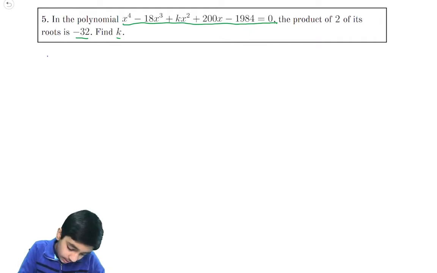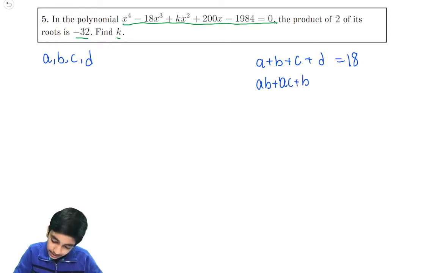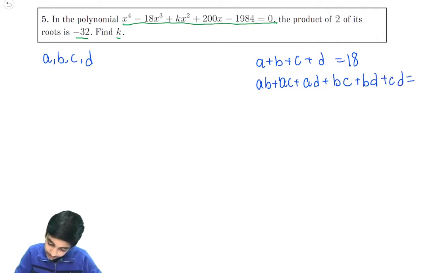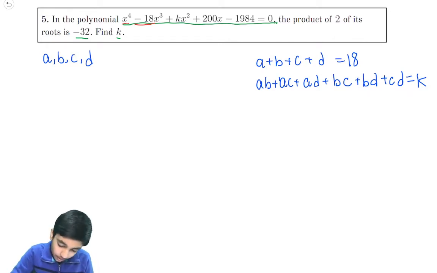Let's say our roots are a, b, c, and d, because that's easier to work with. So we have that a plus b plus c plus d is 18. And ab plus ac plus ad plus bc plus bd plus cd is k by Vieta's. Because the sum of the roots is going to be negative of negative 18 divided by 1, which is 18, and the sum of the pairwise products is going to be k divided by 1, or just k.